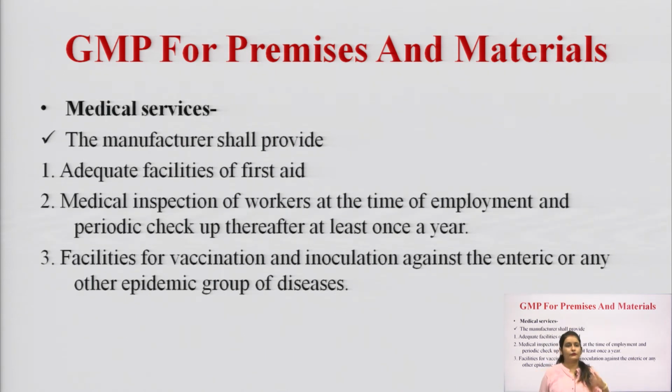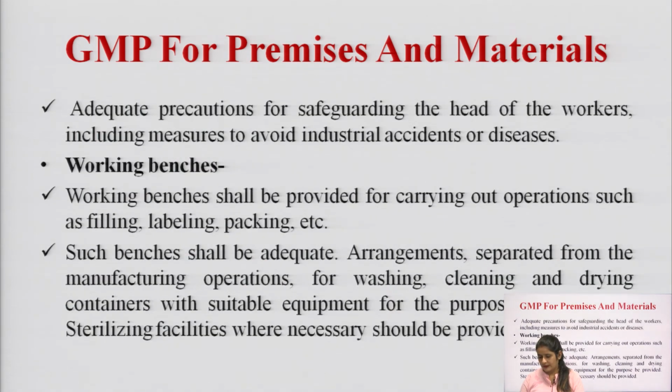Medical devices, or you can say medical services, not medical devices. Medical services are also a requirement of good manufacturing practices. The manufacturer shall provide adequate facilities of first aid, medical inspection of workers at the time of employment and periodic checkup thereafter at least once a year. Facilities for vaccination and inoculation against enteric or any other epidemic group of diseases. So, medical services is also a basic requirement of a factory for good manufacturing practices.